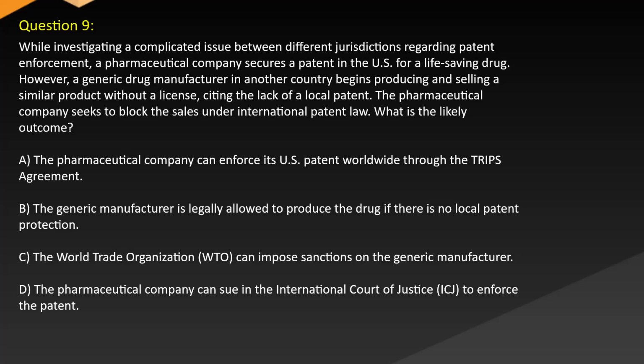A. The pharmaceutical company can enforce its U.S. patent worldwide through the TRIPS agreement. B. The generic manufacturer is legally allowed to produce the drug if there is no local patent protection. C. The World Trade Organization can intervene and impose sanctions on the generic manufacturer. D. The pharmaceutical company can sue in the International Court of Justice to enforce the patent.